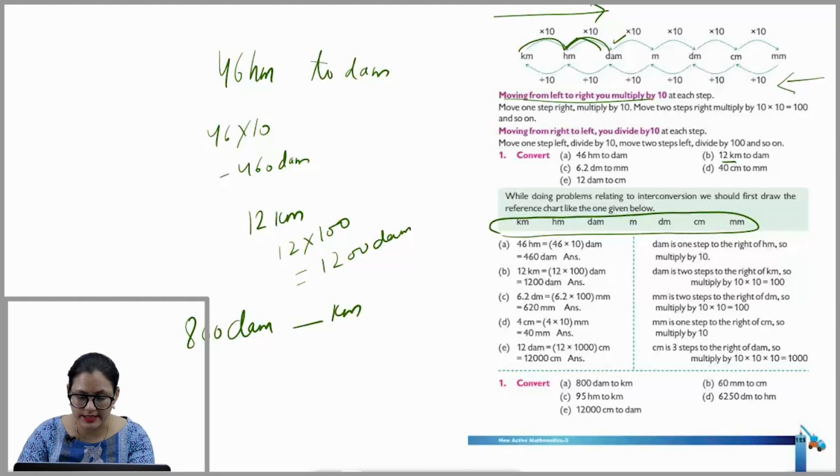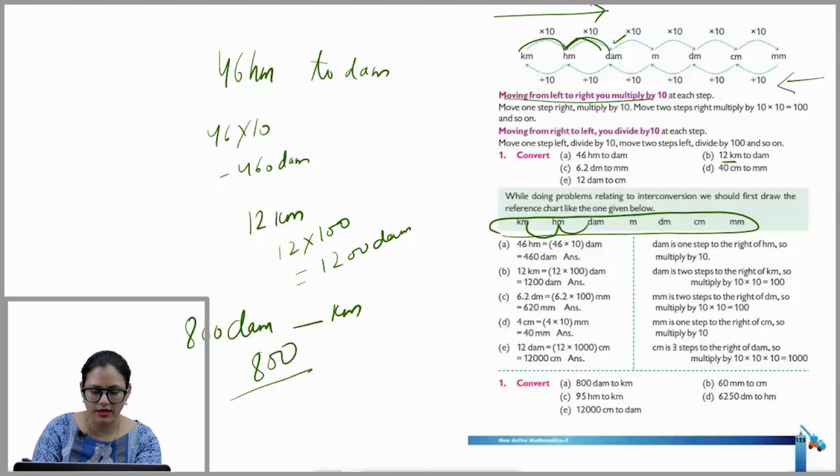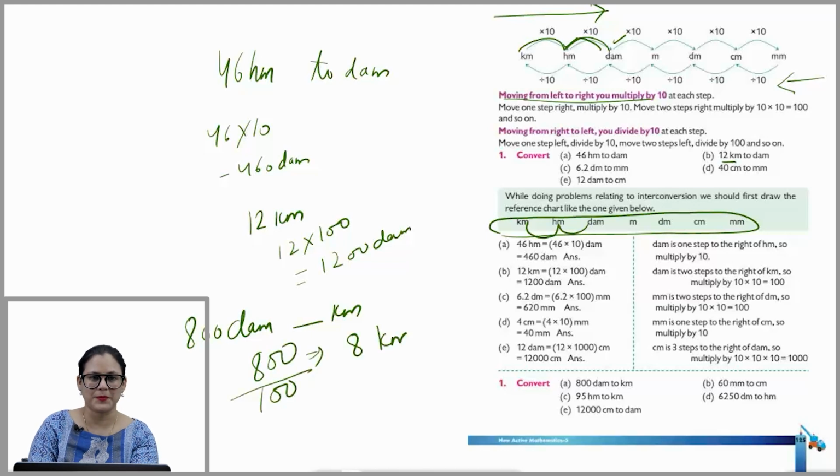See, this is decameter, and you have to convert into kilometer. Remember, we are going from left to right. That means we will divide. But divide by how much? We took only 2 steps backward, 1, 2. So we will divide 800 by 100. So we will get the answer 8 kilometer.